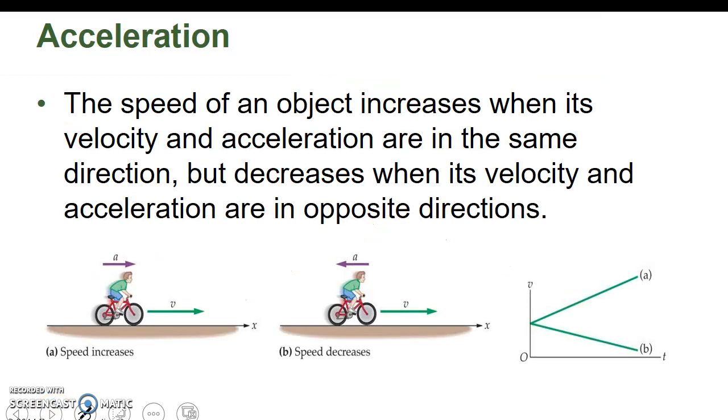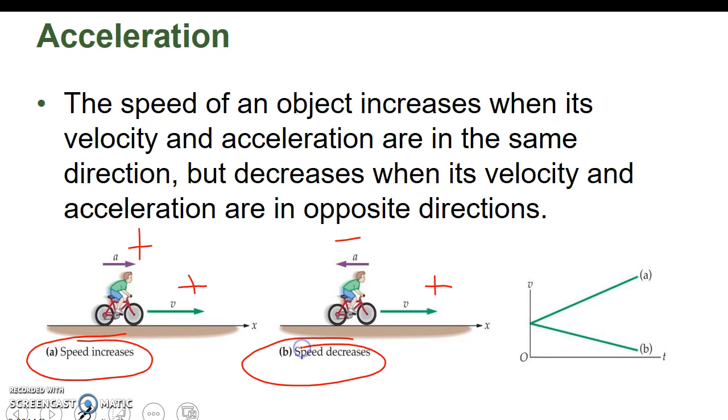So the speed of an object increases when its velocity and acceleration are in the same direction. This is very important. So if velocity is going in the positive and acceleration is going in the positive, we are speeding up. If velocity is in the positive and acceleration is in the negative, we are slowing down. And here's our two graphs. When we speed up, we have a positive slope. When we slow down, we have a negative slope.